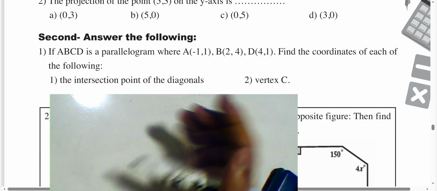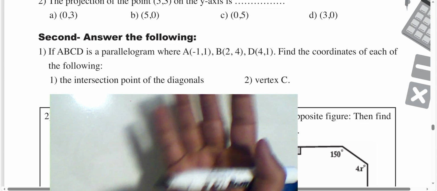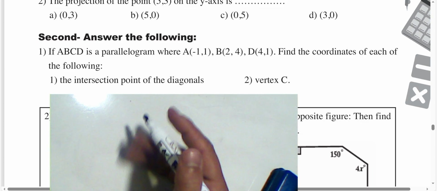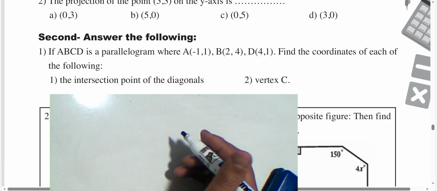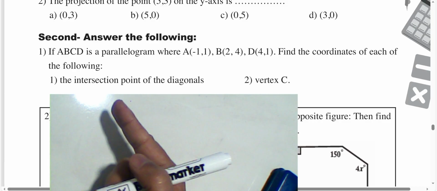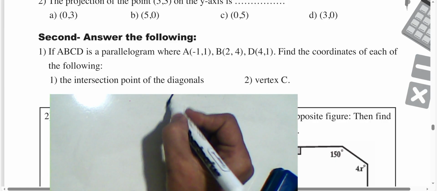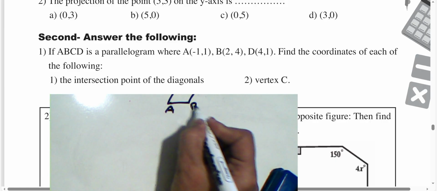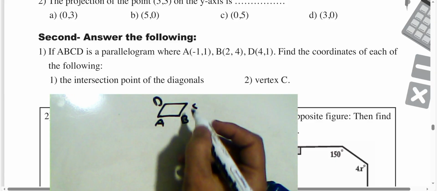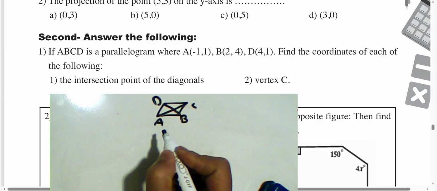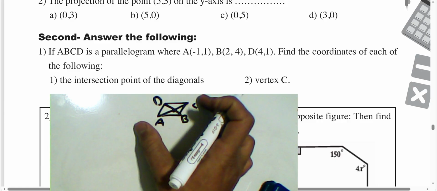ABCD is a parallelogram. You can draw this figure in your graph notebook and find the missing points, or you can use this algebraic method to find the missing point: the intersection of the two diagonals and also vertex C. We know that in a parallelogram, the two diagonals bisect each other. Then we can find the midpoint M, which lies between A and C and between D and B.